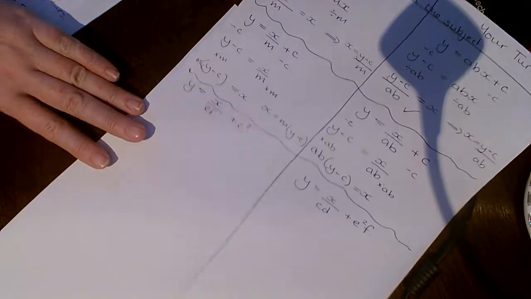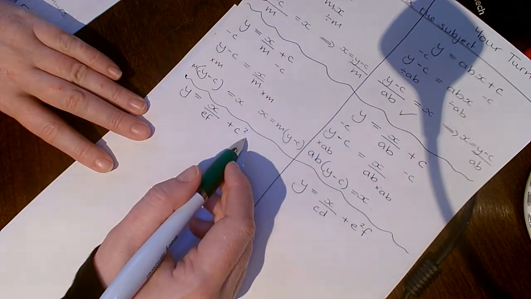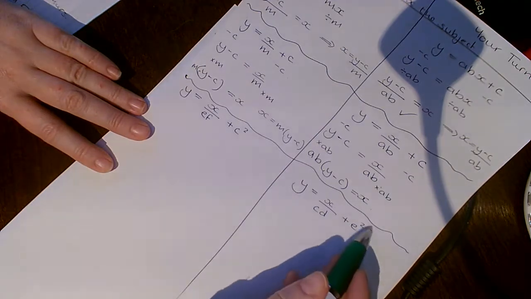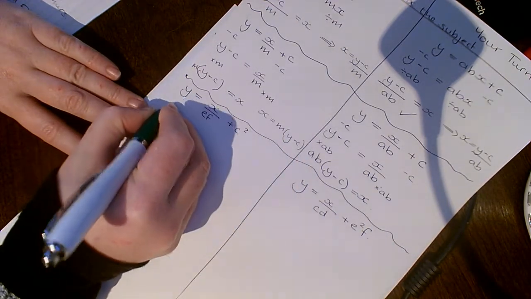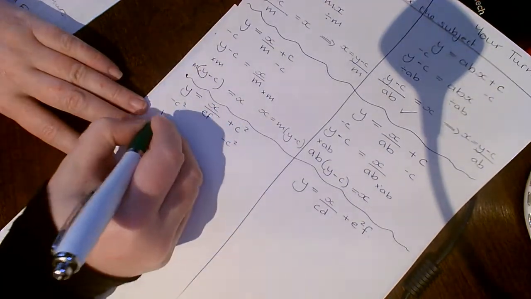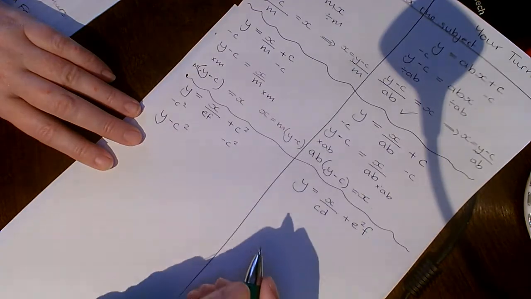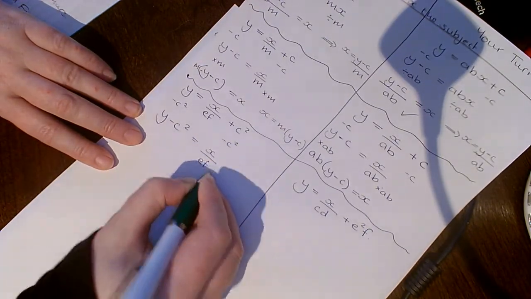Right, the last one. So just because this is a c squared doesn't make it any more complicated. Same with it being e squared with an f there. We're just going to minus it. So minus c squared from that side, minus c squared from that side. So I've got y minus c squared equals x over ef.